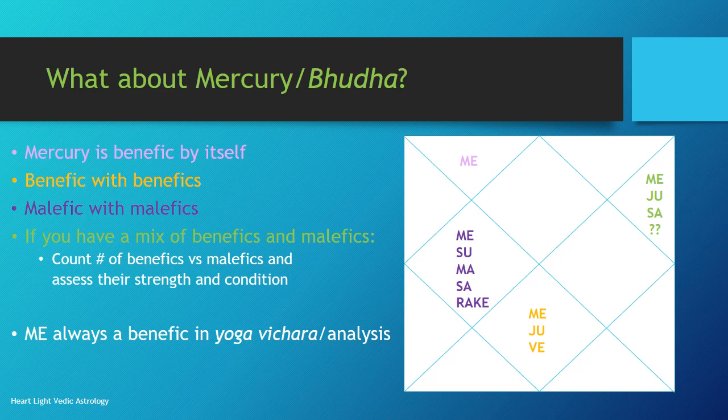And just so you know, if you're doing yoga vichara, yoga being planetary combinations, if you're looking at or analyzing specific planetary combinations, at that level of analysis Mercury is always a benefic. Okay, so for the moon, you have to figure it out based on degrees away from the sun, and for Mercury, you have to figure out what is influencing Mercury, whether things are swinging it to the benefic side or the malefic side.